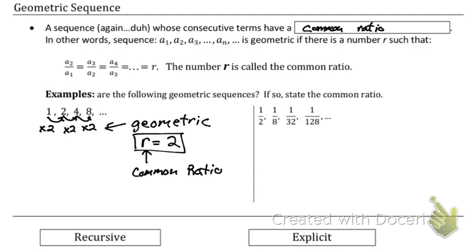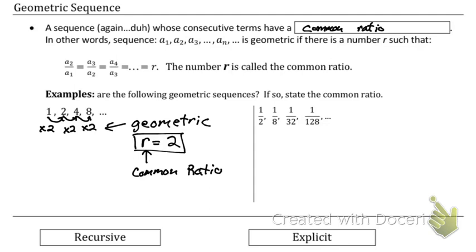Don't use division. Always try to use multiplication. Some of these will count down. It'll go like 4, 2, 1, 1/2. Don't go, I'm dividing by 2. Go, you're multiplying by 1/2. Always go with multiplication so you can come up with your common ratio. So always look for multiplication.